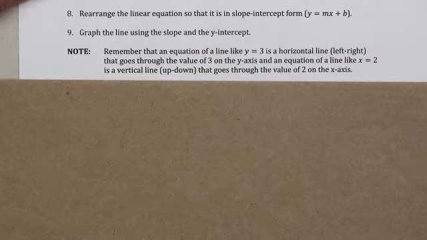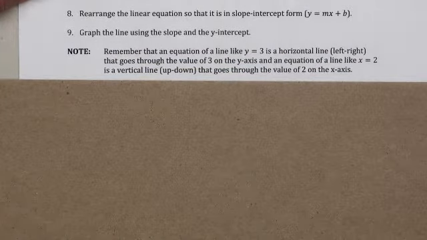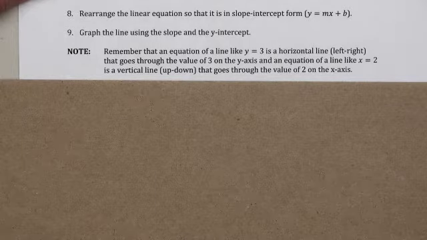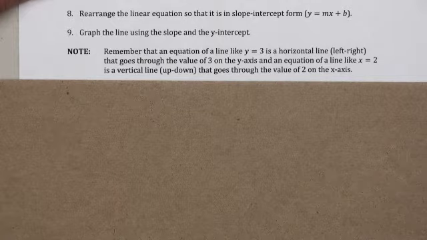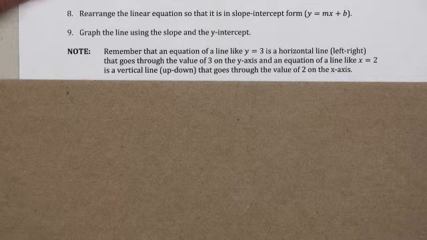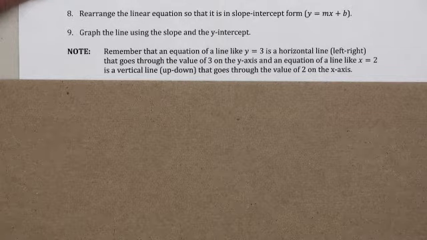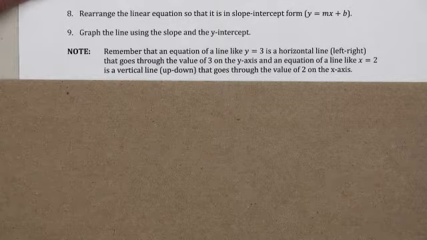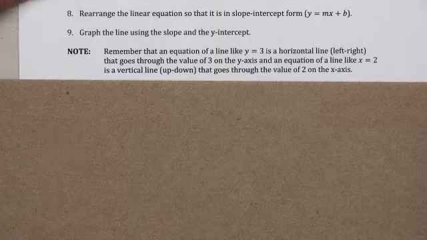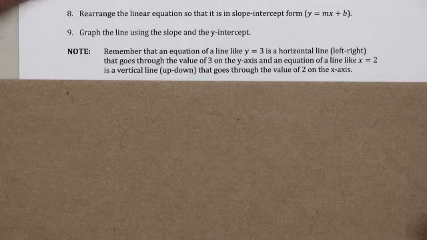Note, remember that an equation of a line like y equals 3 is a horizontal line, that means going left to right, that goes through the value of 3 on the y-axis. Okay? And an equation of a line like x equals 2 is a vertical line, remember that's up and down, that goes through the value of 2 on the x-axis. Okay?